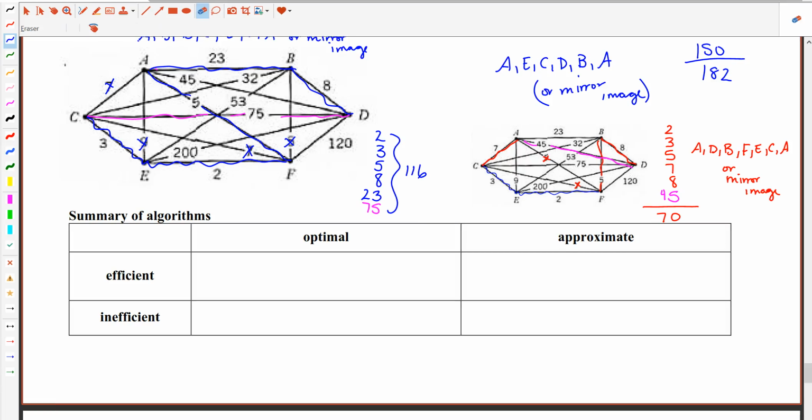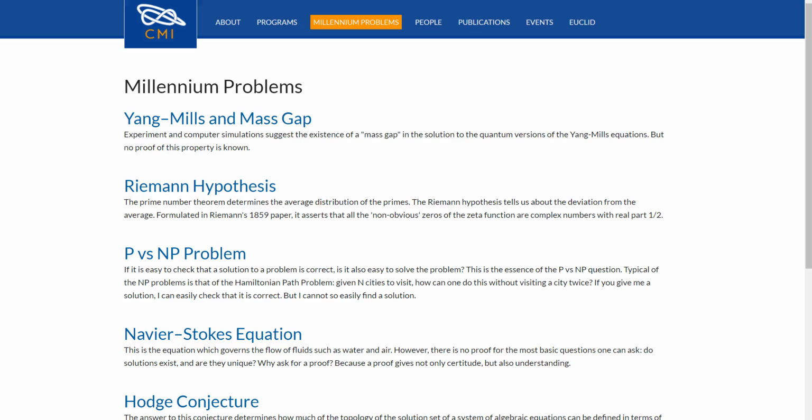Now, if you can find an algorithm that is both efficient, which means you can get through it rather quickly, and gives you the optimal solution, then you would get $1 million. And no joke, you would get $1 million. This is actually one of the problems that's right now known as the Millennium Problems. So this website talks about these various Millennium Problems. Finding both an algorithm that is optimal and efficient is known as the P versus NP problem.